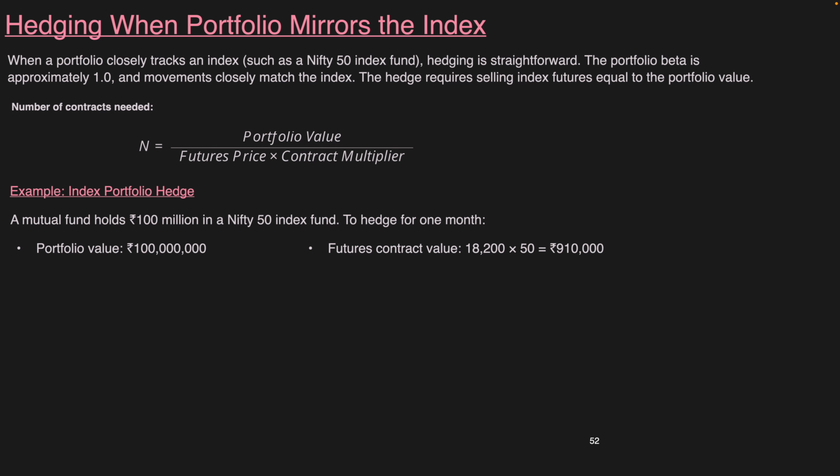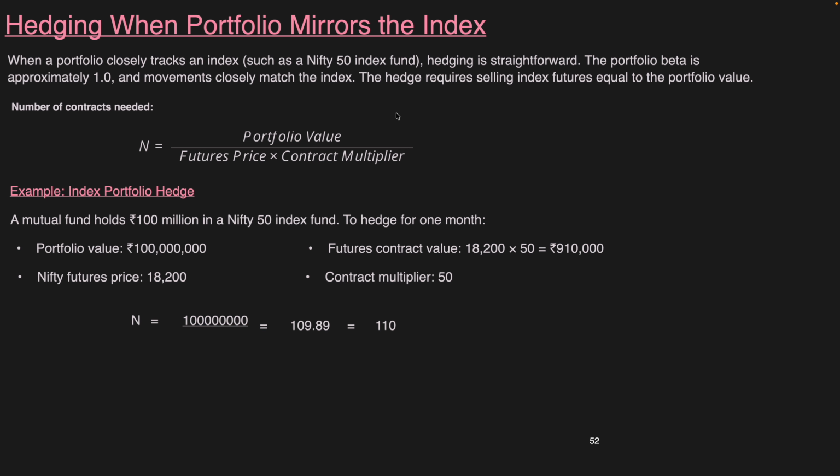Let us take an example. If the portfolio value is somewhere around 1 crore, and the futures contract value is 9,10,000, the Nifty futures price is 18,000 and the contract multiplier is 50, then the number of contracts to be hedged will be 109. Matlab, you can take it as 110. So the short positions to be taken in the index futures is equal to 110. So this is 1:1 hedging.